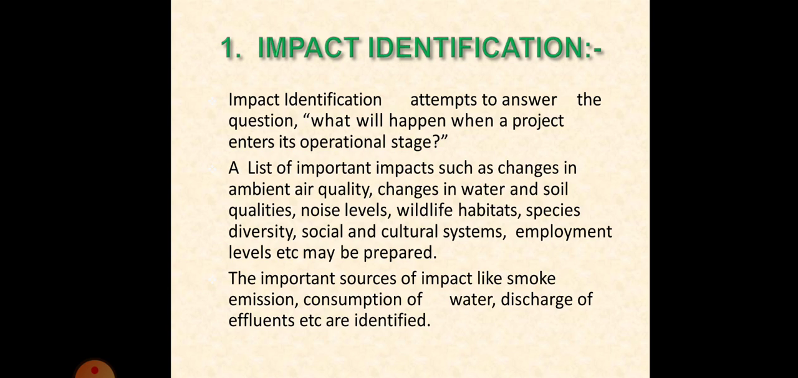So a list of important impacts, like the changes in the quality of the air, how it affects the water and the soil qualities, the noise level, how it impacts the wildlife habitats, how it impacts the employment levels, etc. So we can prepare a list of the important impacts which can occur due to a particular project once it is operational, and the important sources of the impacts like the smoke emission, the consumption of water, or so many other things, whatever are the sources which lead to the impact, can also be identified. So this is what is meant by impact identification.